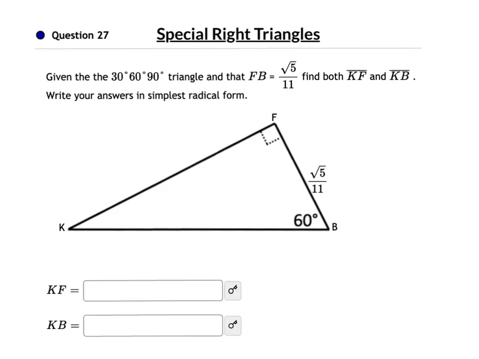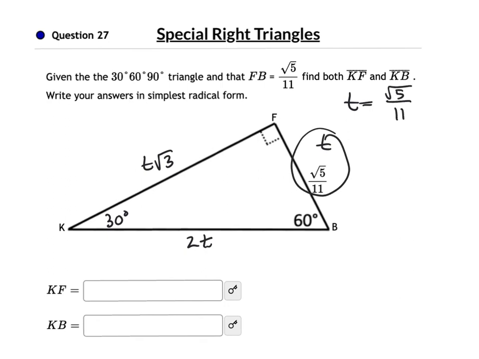Question 27, another 30, 60, 90. This is the short side, it's my t. This one will be easier. The hypotenuse is 2t, and between the 30 and the 90 is the t root 3. So I can see here that t corresponds with root 5 over 11. Now don't be bothered by that. It's going to be easy to do this one. Notice that this length is 2t, that's 2 times root 5 over 11. 2 times root 5 over 11 is 2 root 5 over 11.